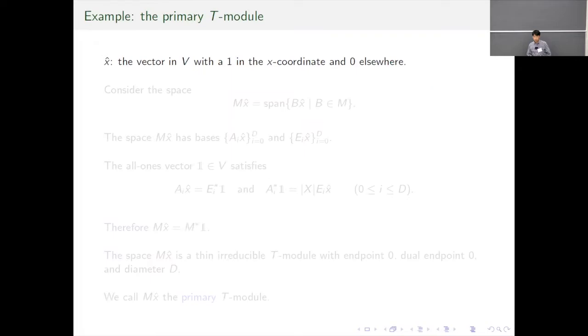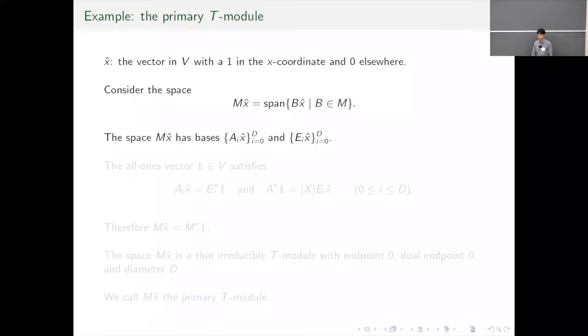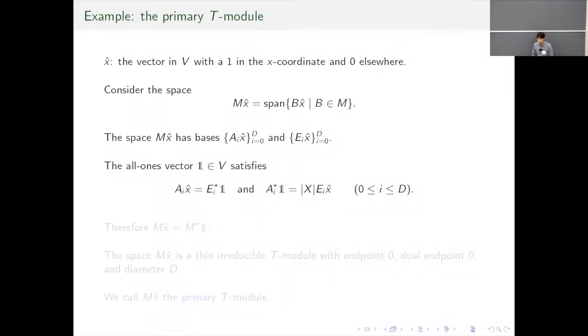So I'm going to give an example of a thin irreducible T-module. We denote by x hat the vector in V with entry 1 in the x coordinate and 0 elsewhere. We call this the characteristic vector of x. Now let's think about the space M x hat. Then we easily see that this space M x hat has basis Ai x hat and also Ei x hat. A single vertex.